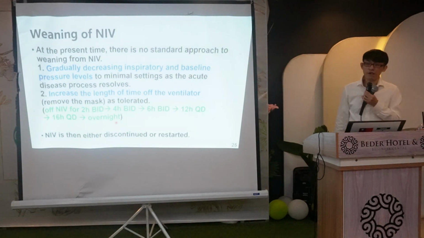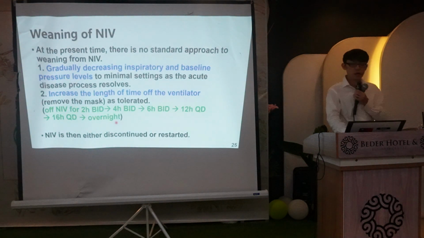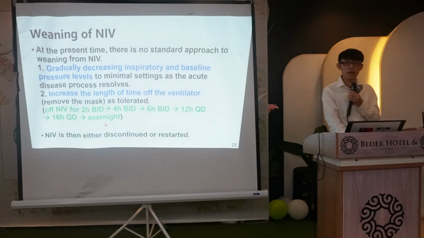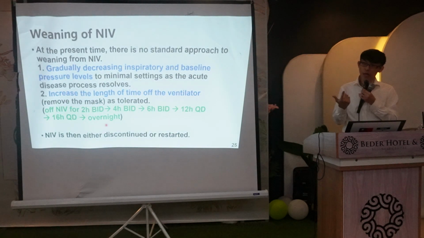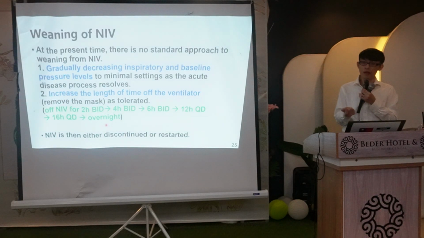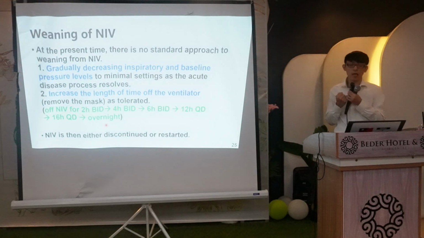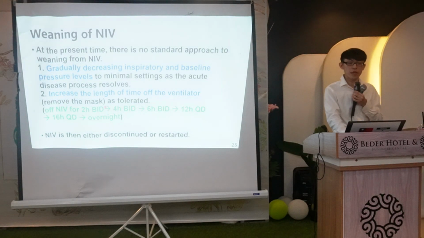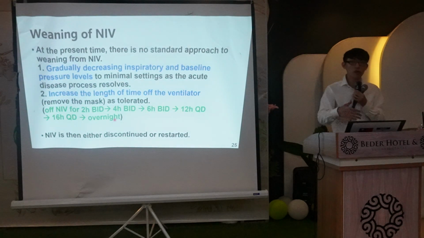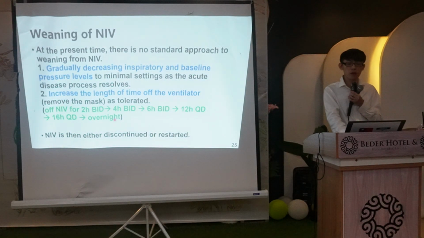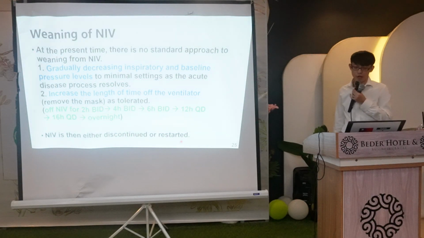Okay. And after overnight, usually we follow the arterial blood gas. So when we remove the mask, let the patient go overnight and follow the arterial blood gas to see whether oxygenation and ventilation are stable or not. Okay, and if the patient is stable, we can discontinue. But if the patient still has an oxygenation or ventilation problem, we need to restart NIV. Okay, so this is the weaning process of NIV.